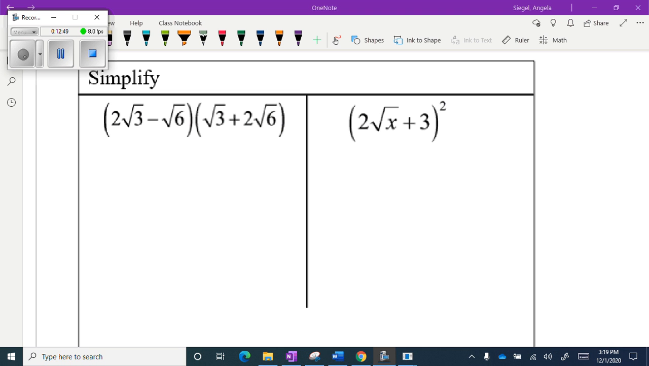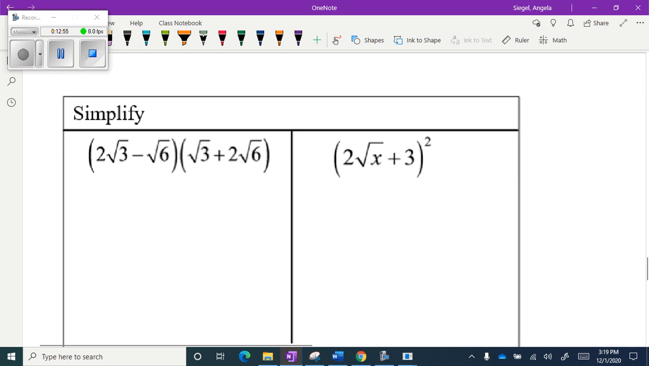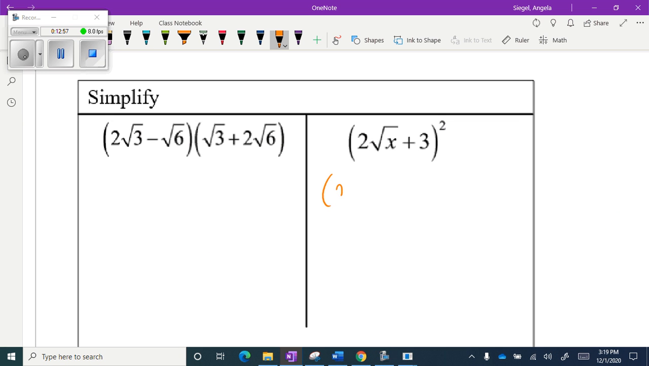Okay, so these are not conjugates. So we're going to do the same thing that we did up here. It's just the middle terms are not going to cancel out. And then this one is the same thing as saying 2 square root of x plus 3. So don't just distribute this 2. Don't do that. You're going to write it out like that and multiply them together. So go ahead and do those 2 problems, see what you get.